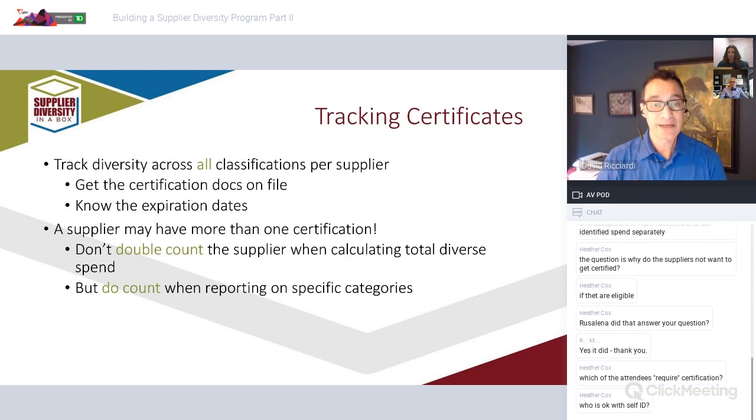Heather, Bill, and myself, we all have multiple certifications. There are a number of suppliers out there that do. I've known suppliers that have 3, and in a few rare cases, they have like 4 different diverse certifications. And you want to be able to recognize each one of those certifications for different reasons. And really that comes down to how you're doing your counting, how you're doing that spend reporting.